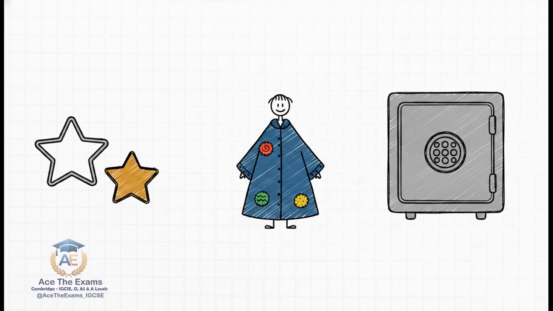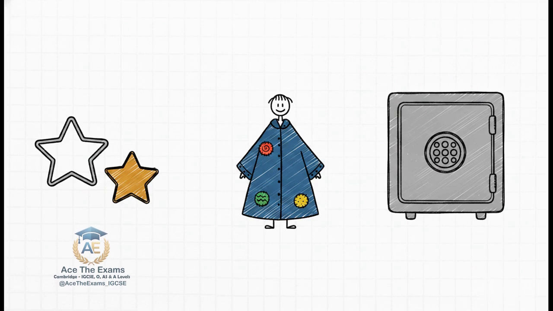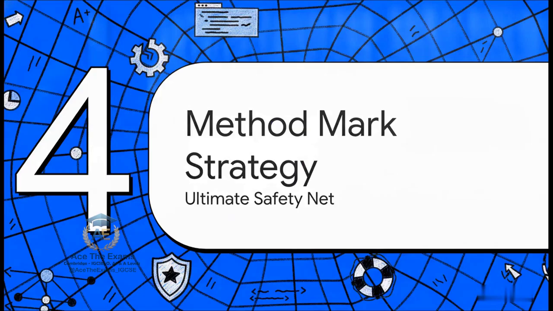Your visual story should immediately trigger. Parent to child, that's inheritance. Training your brain to rapidly extract the core trend from visual data sources is an absolutely critical time management skill for the 9618 paper. Section 4, the method mark strategy.